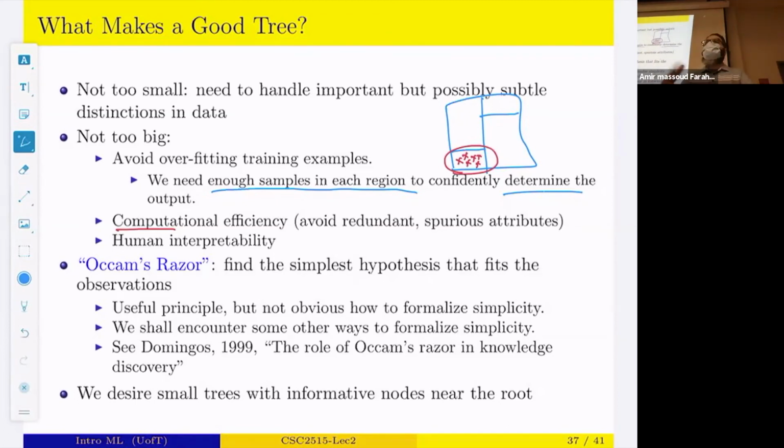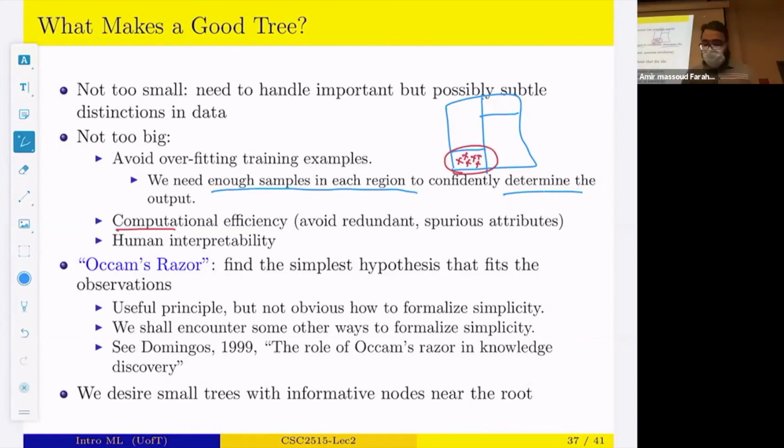So it's a more modern version of it. If you have, say, two trees, both of them explain your data equally well, which means that your training error in both of them is the same, a small number, then you should prefer the one that is simpler.